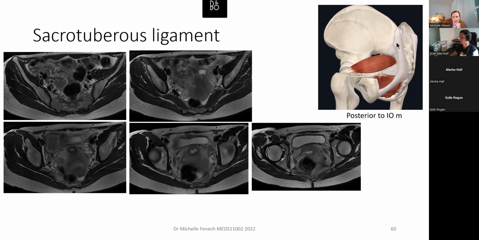Sacrotuberous ligament, so it's going to run down posteriorly. It's sort of in line with the back, or at the back of the sacrum, and it's going to have no signal, and it's probably a bit hard to see it here. Can you see something with no signal just here where I've got my arrowhead? Can you see that? Yeah.